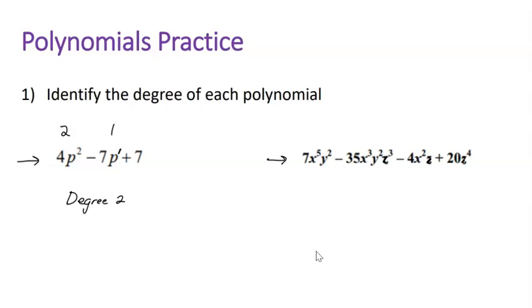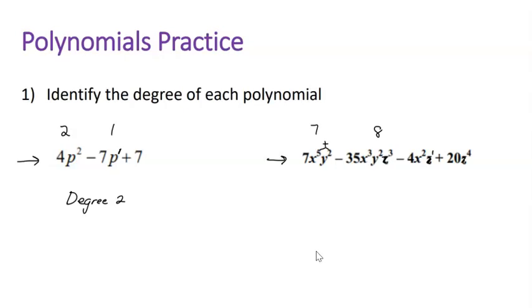For the second example, we have a 4-term polynomial. So we're going to need to add some exponents. For the first term, we have x to the power of 5y squared. So we're going to add 5 plus 2. So this is a degree of 7. And the second term, we're going to add our exponents. This is a degree of 8.